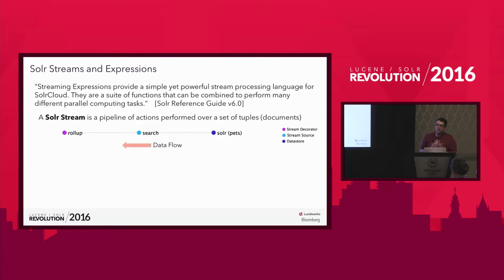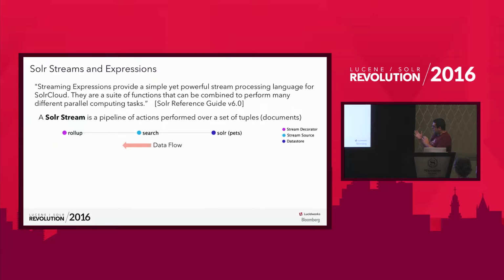In my view, a Solr stream is just a pipeline of actions that you perform over a set of tuples. And you can think of tuples like documents in a Solr collection, but they're not exactly the same thing. They're just parts of a document. And they might be documents that were created as part of your stream, right?